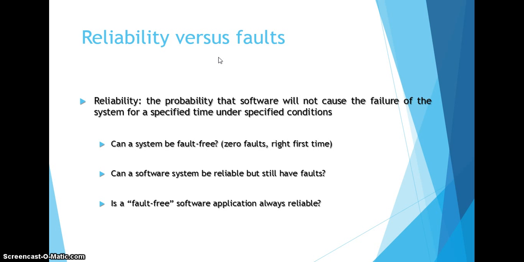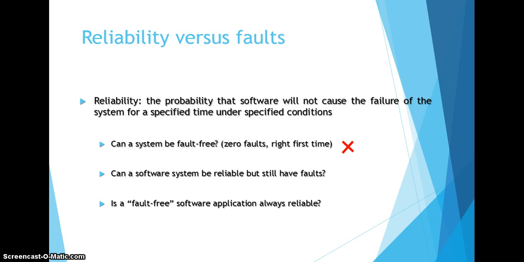Now there are three questions here. I think if we analyze them, we will know the answers to them very clearly. Can a system be fault free? Obviously, since systems are complex and it's not possible to analyze and figure out all combinations of inputs, they cannot be fault free, and humans are coding them, so there are errors. So it cannot be fault free, that is delivered right for the first time.